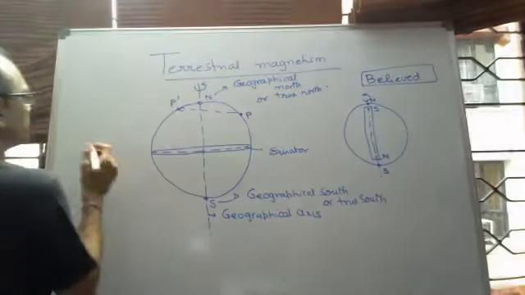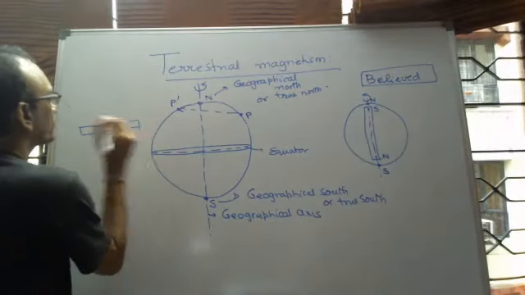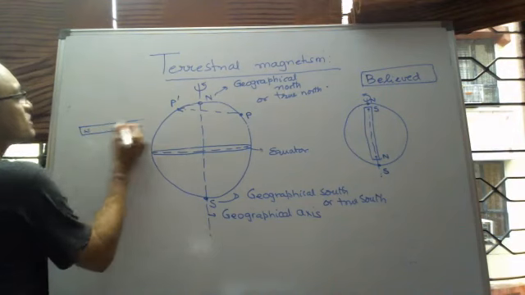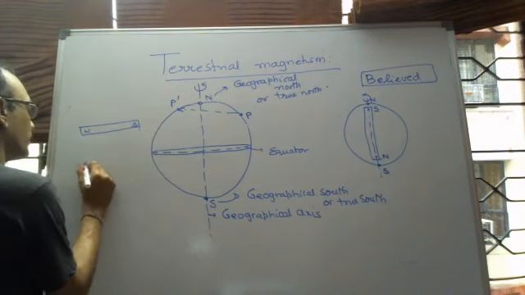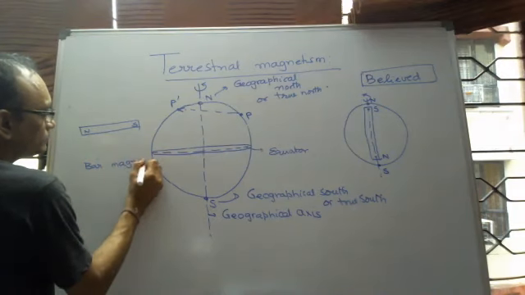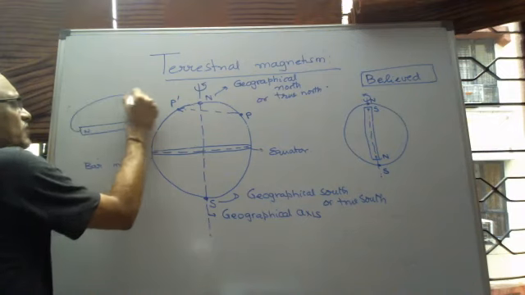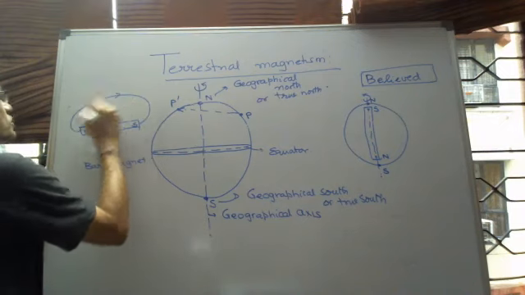Now, in a bar magnet, just to be on the same page, let's say this is the north pole and this is the south pole in a bar magnet. Then magnetic field lines, magnetic lines of force go from the north to the south.